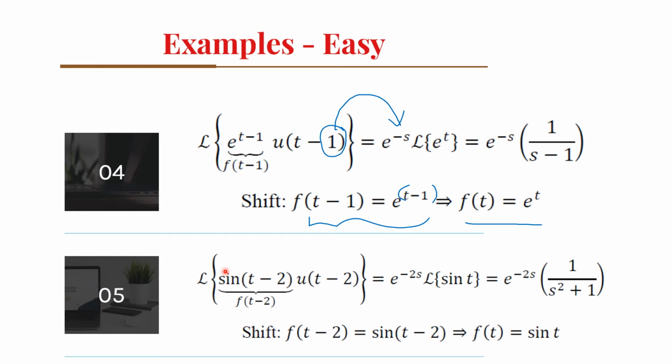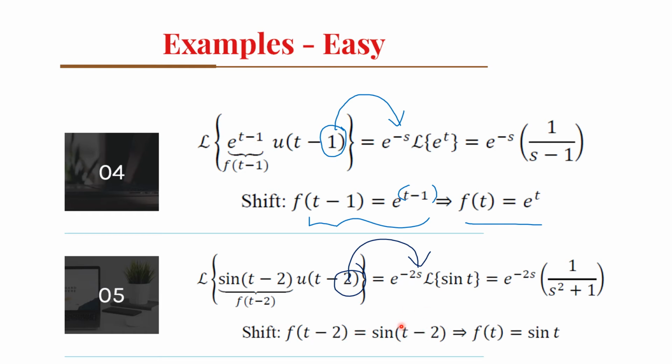We have Laplace of sin(t-2)u(t-2). I would say that these are easy examples because you can see that the function f(t-a) is in the form of t minus a. Here we have sin(t-2)u(t-2), so we know that a is 2, and the power of the exponent is minus 2s. Now we want to find f(t). Whatever is in front of u(t-2) is the function f(t-2), so f(t-2) is sin(t-2).